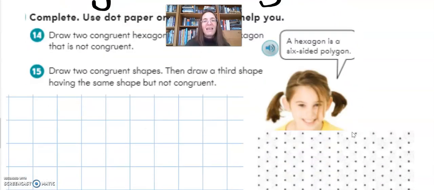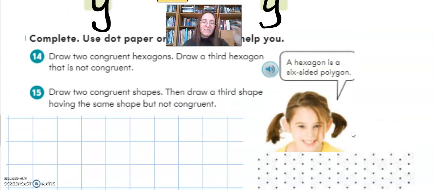So, another thing they'll ask you to do in order to show that you are really strong with congruent shapes is they will give you commands about drawing things. So it says, draw two congruent hexagons.